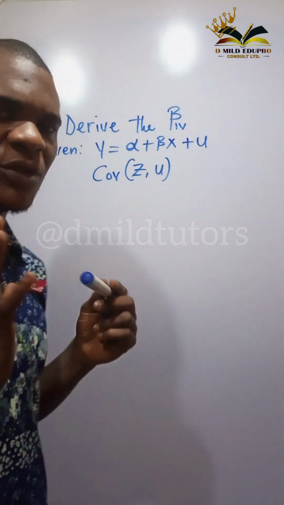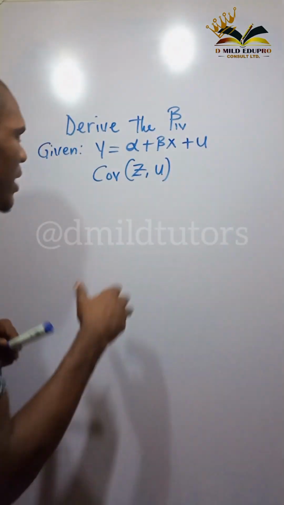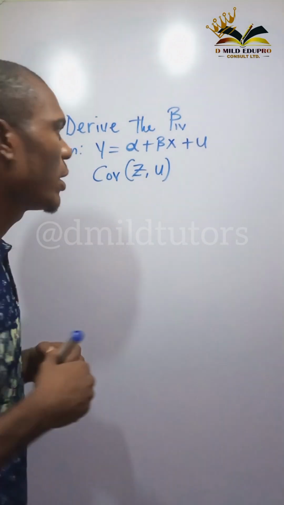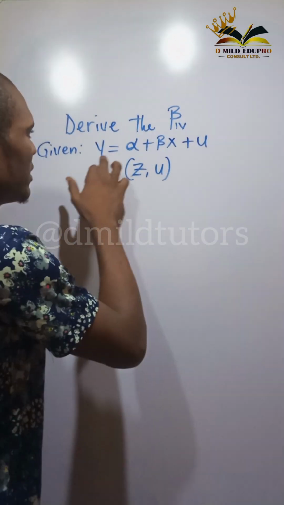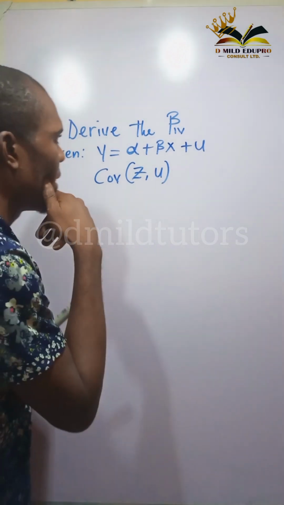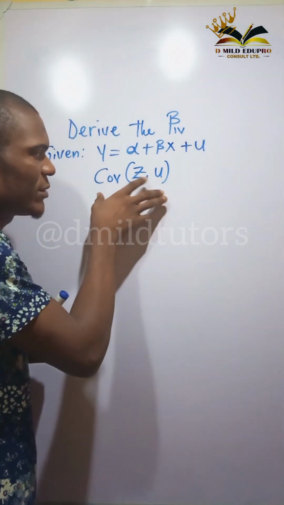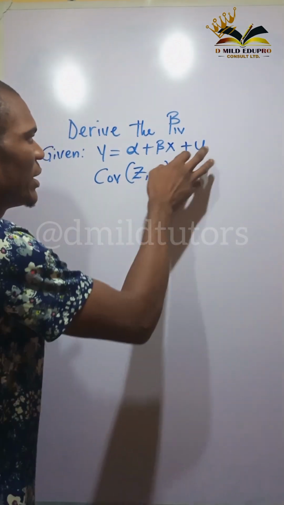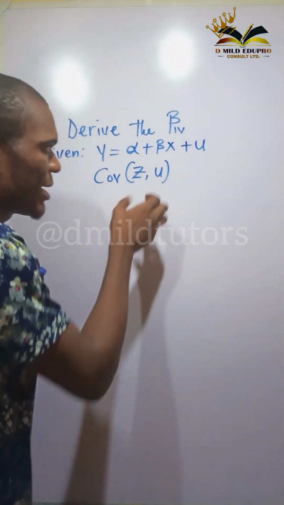Hello guys, for the majority of us offering econometrics, we are asked to derive beta IV, the instrumental variable estimator for the beta. Now we're given this regression line, and then we have the covariance of the IV with the error term. So what we have to do is to make this error term the subject so that we can substitute it into this covariance.